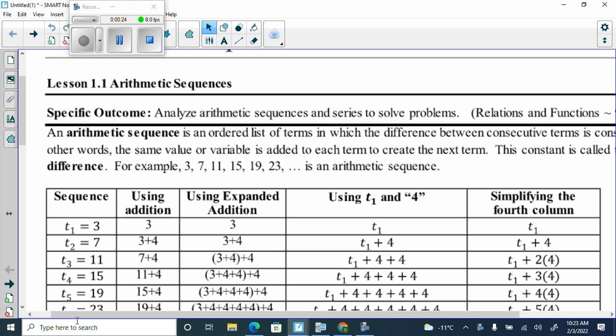So here, we go 3 to 7 is how much? 4. Then 7 to 11? 4. Then 11 to 15? 4. Then 15 to 19? So it would have a common difference of 4, correct?